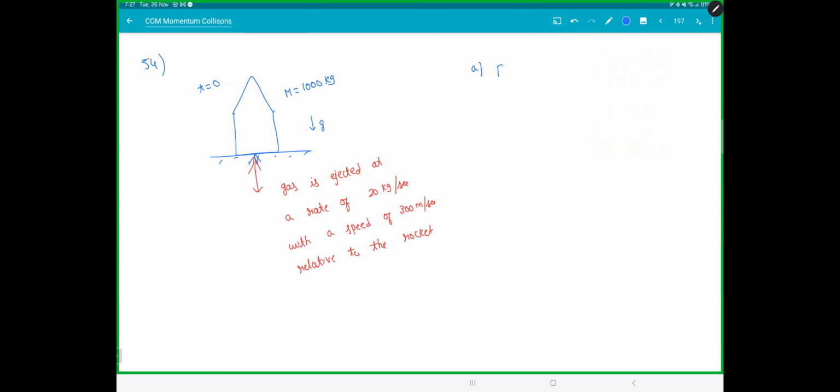So the first question, find the time when the rocket lifts off. The rocket won't lift off the ground immediately. Find the time when the rocket lifts off. Then find the acceleration of the rocket at 30 seconds. In rocket problems, the biggest headache is mass changes. Get this thing. This is a simple one, mostly a Mains or a CET level question.